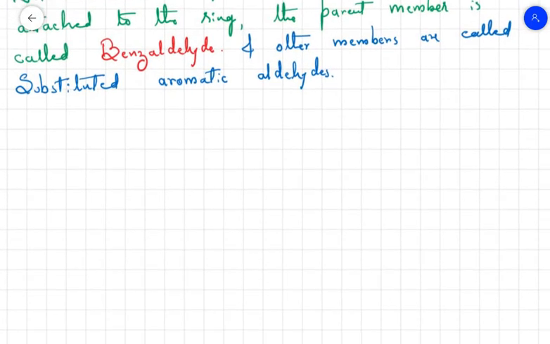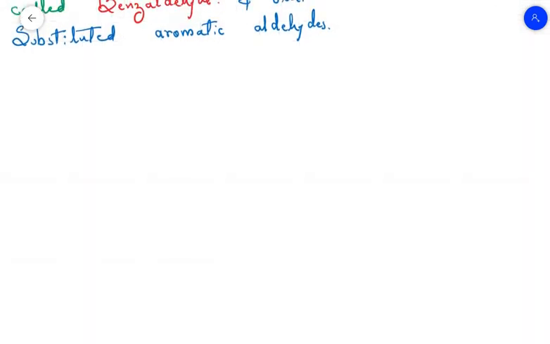Now let us have some typical examples. Now this compound, CHO, is called benzaldehyde.